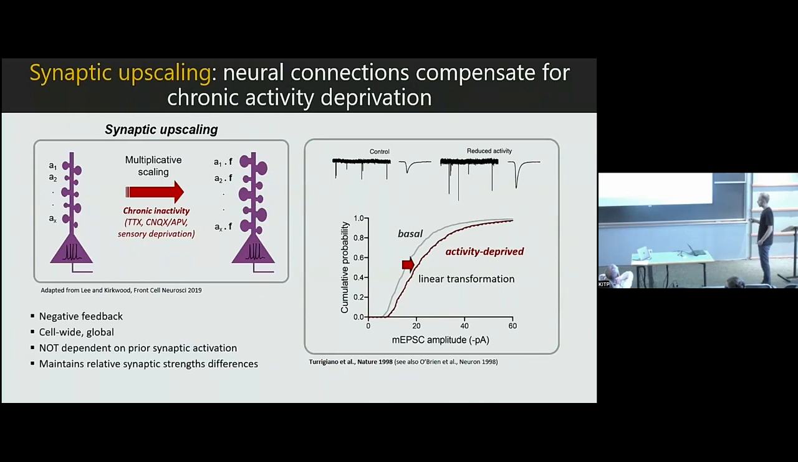So to sum up, we have a type of plasticity which provides a negative feedback to maintain the firing rate, which involves cell-wide and global signaling affecting every synapse simultaneously, and which doesn't depend on prior synaptic activation since every synapse is scaled in a similar way. And finally, this type of plasticity should maintain relative synaptic strength differences, which is really important because it means that there is no transformation of information stored across synapses.